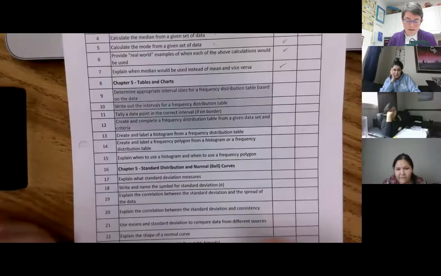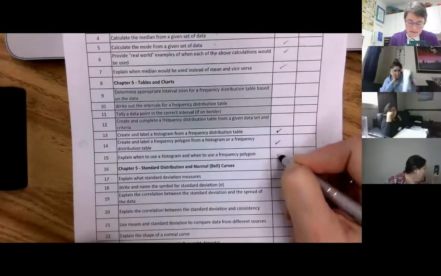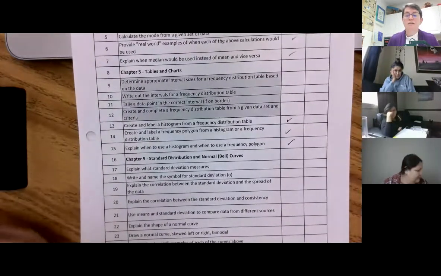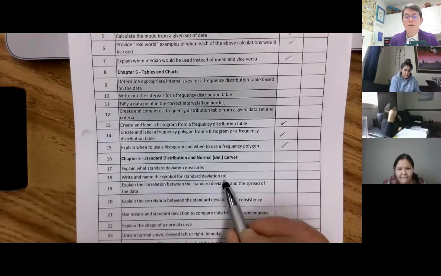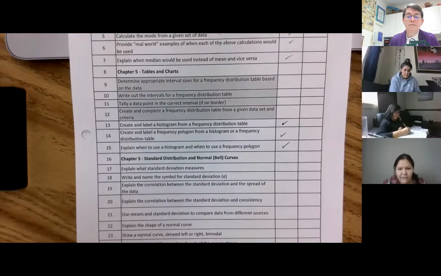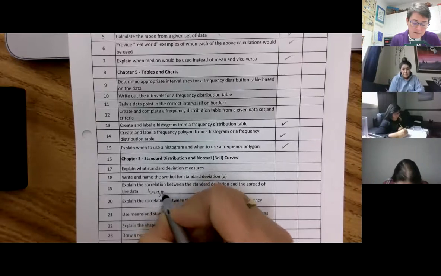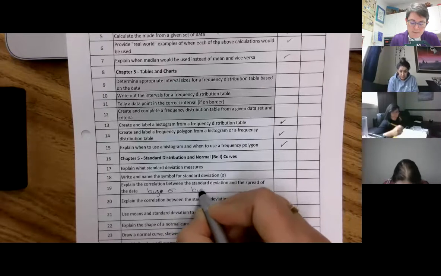Get our list. So we just did that, we did that, we did that. All right, explain what standard deviation means. Standard deviation is how spread out the data is. That's the simplest explanation. Okay, there's your symbol for standard deviation. Again, spread of the data. If you have a big sigma, it is equal to a big spread.